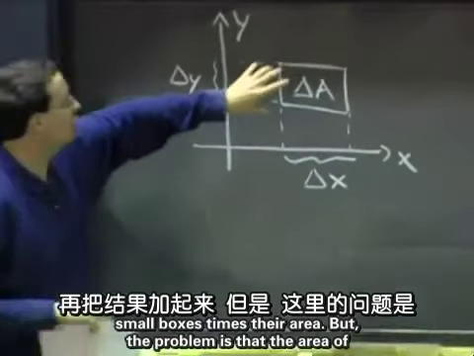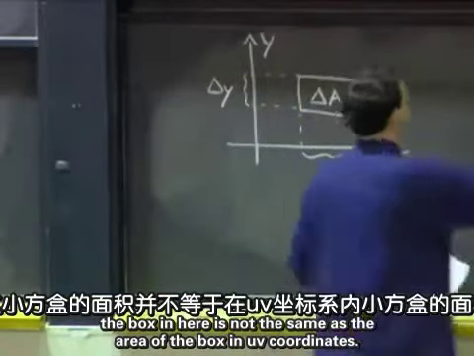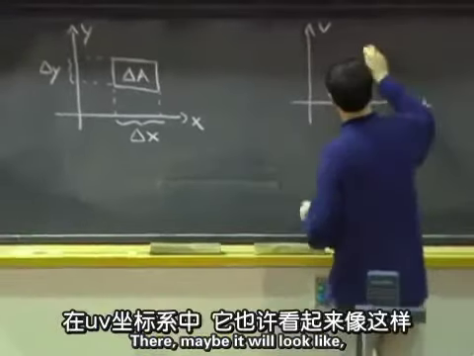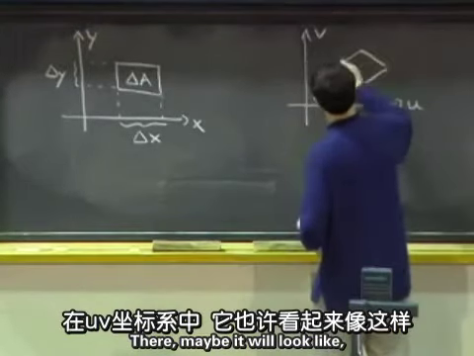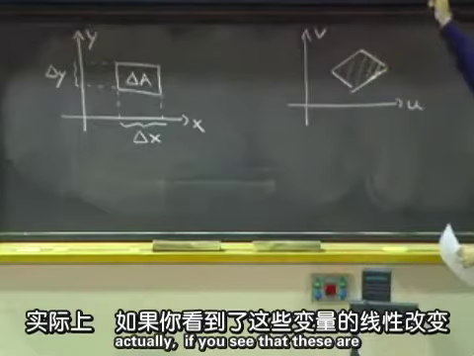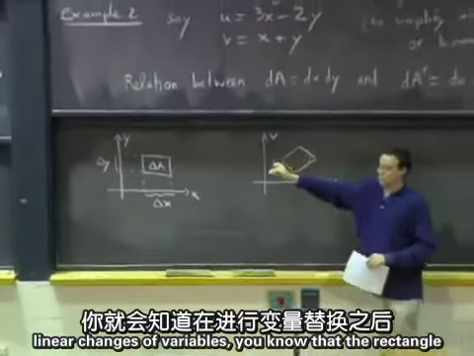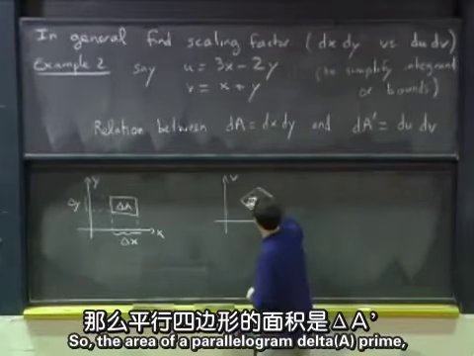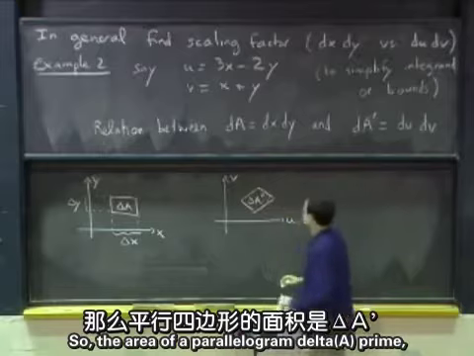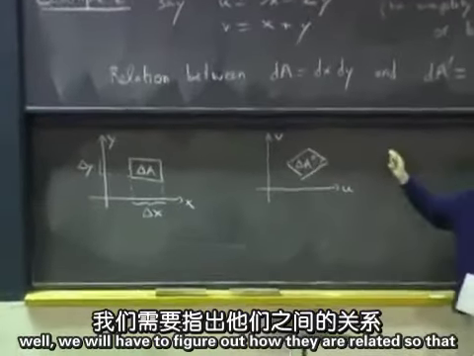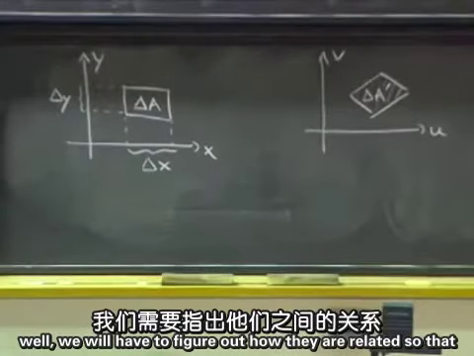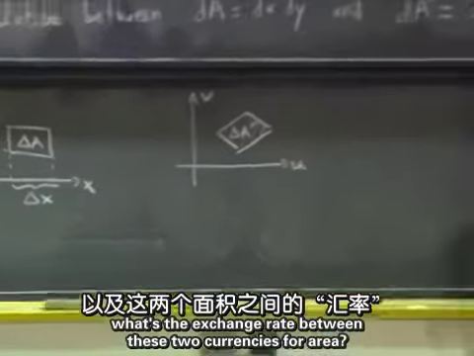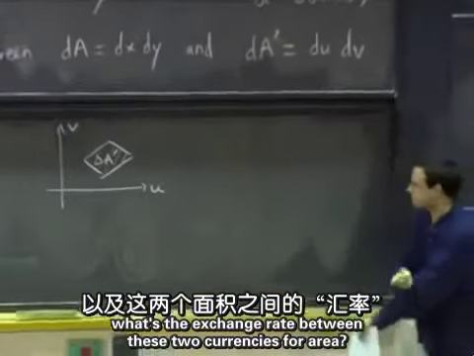But the problem is that the area of a box in here is not the same as the area of a box in uv coordinates. There maybe it will look like, actually, if you see that these are linear changes of variables, you know that a rectangle will become a parallelogram after the change of variables. So the area of a parallelogram delta A prime, well, we have to figure out how they're related so that we can decide what conversion factor, what's the exchange rate between these two currencies for area. Okay.